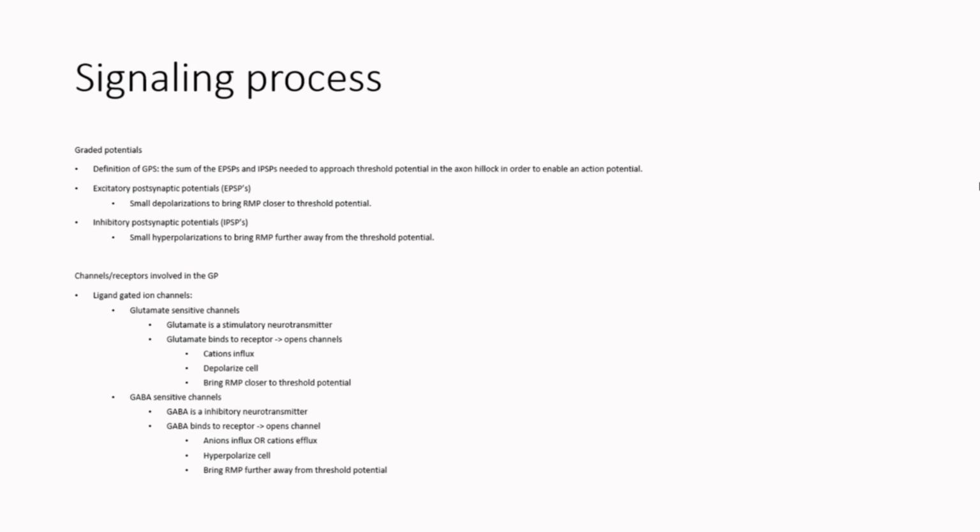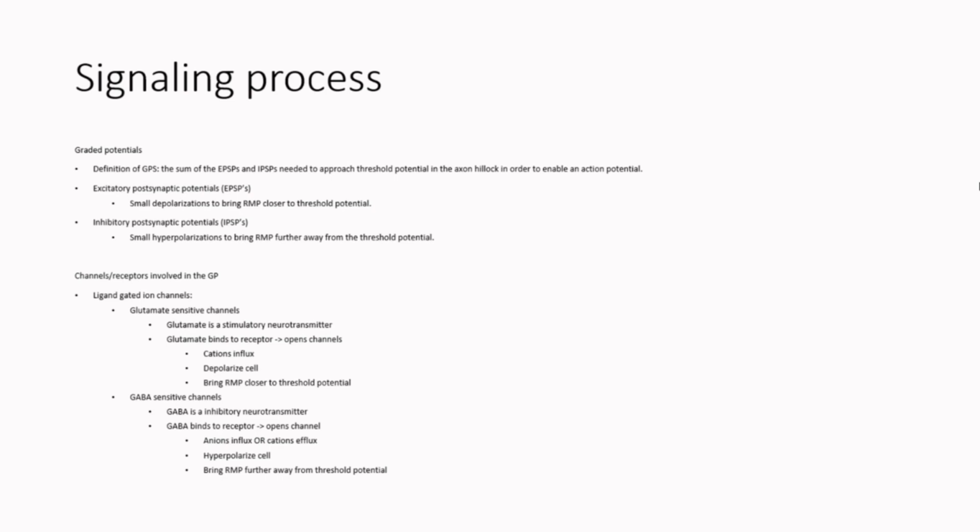Now let's talk about the graded potentials, and the graded potentials are the sum of the EPSPs and the IPSPs needed to approach the threshold potential in the axon hillock so we can initiate an action potential. The EPSP is the excitatory postsynaptic potential, so small depolarizations, so we can bring the RMP, the resting membrane potential, closer to threshold. The opposite of it is the IPSPs. Here we have small hyperpolarizations to bring the RMP further away from the threshold potential, so it's harder for us to initiate an action potential.